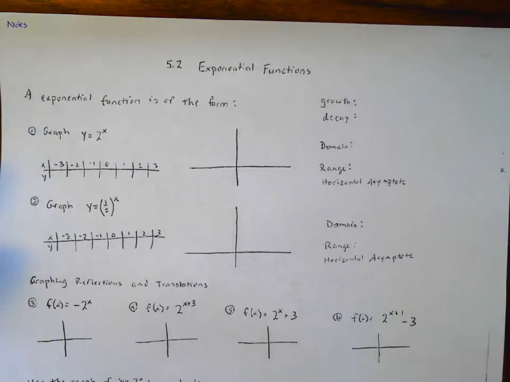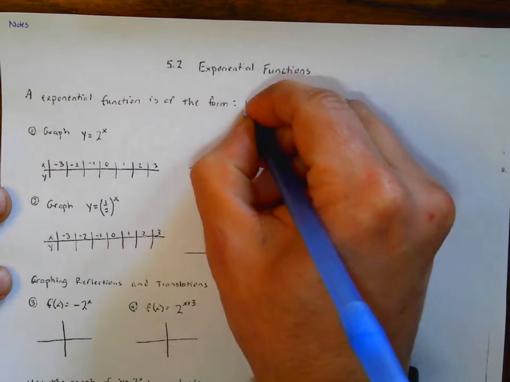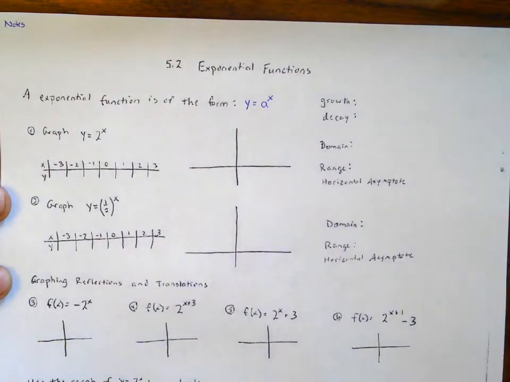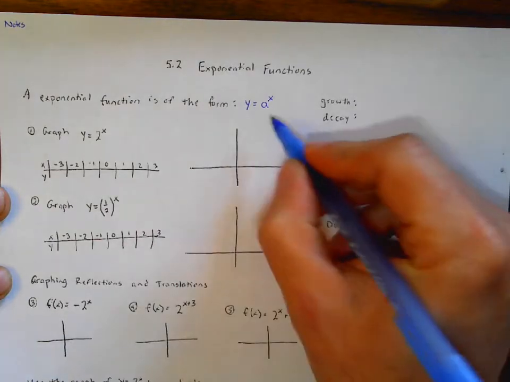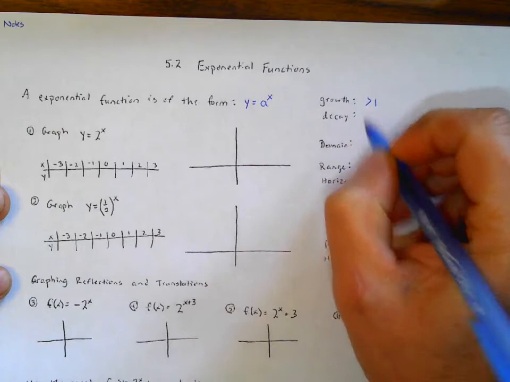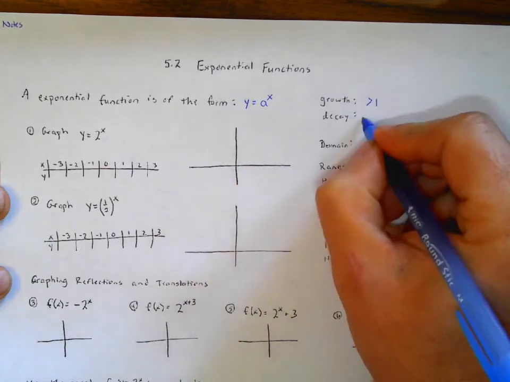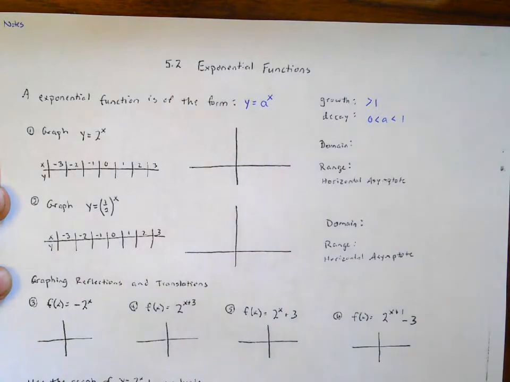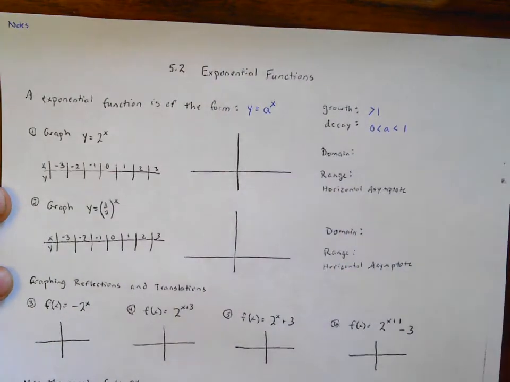For 5.2, we're going to talk about exponential functions. This is of the form f of x or y equals some number a raised to x in the exponent. Now, if this a is greater than 1, we call it exponential growth. And if this a is between 0 and 1, we call it exponential decay. And we'll see these two examples right here.